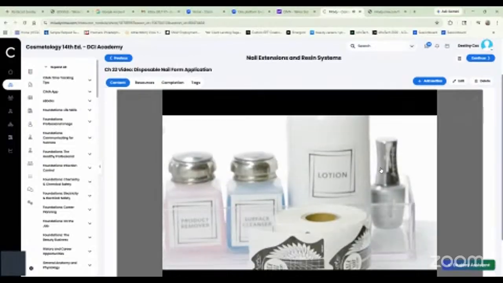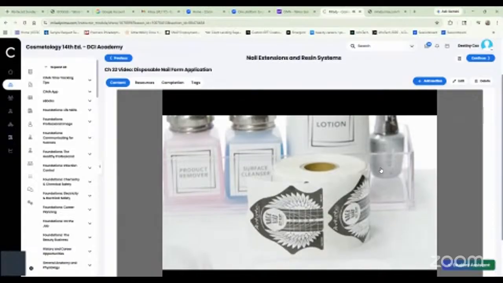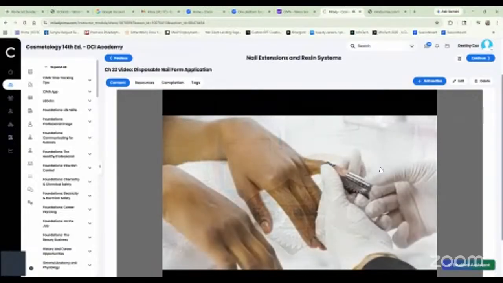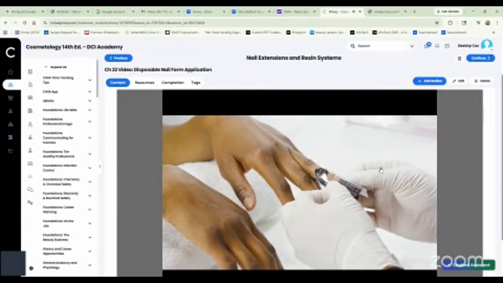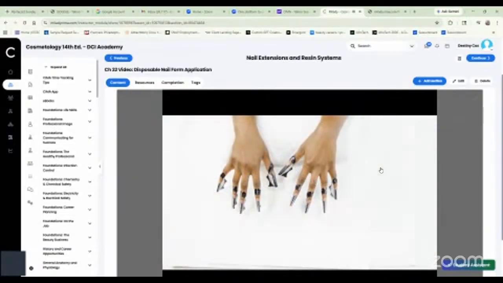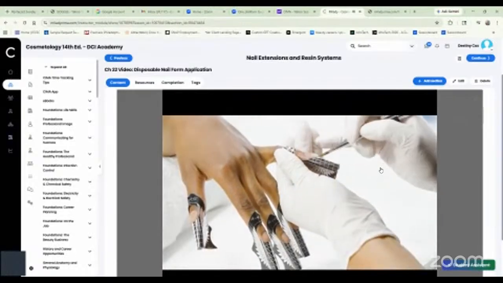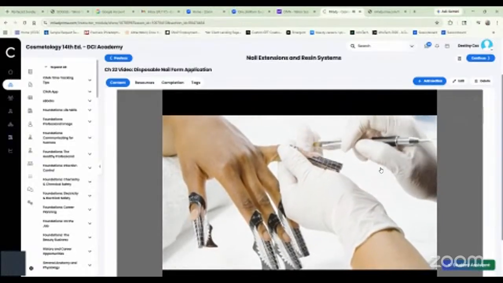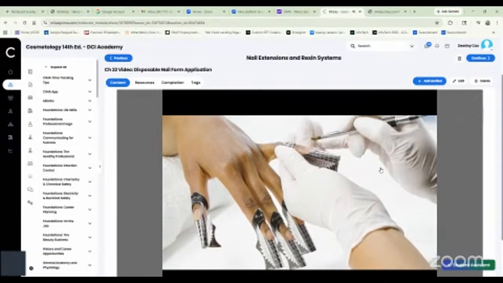This video will demonstrate how to apply disposable nail forms so you can create beautiful nail extensions for your client. An advantage of using nail forms is a more natural and custom look, as each nail is created by following the natural nail. Watch and you'll soon see for yourself.